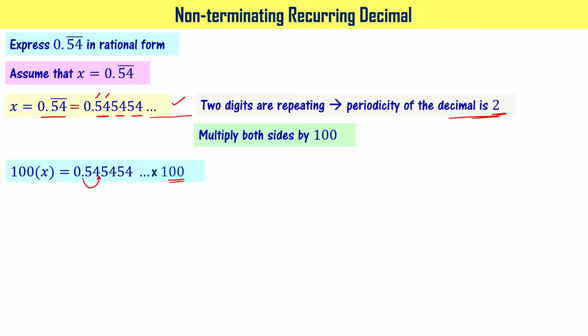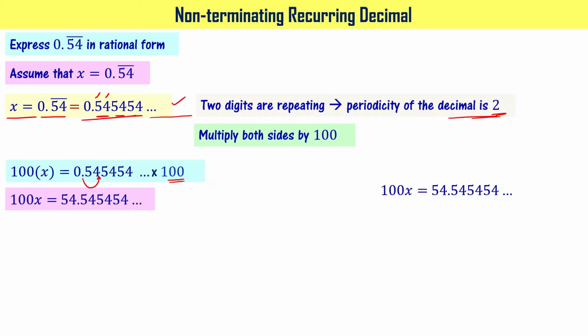Now I can say that 100x equals 54.54545454 and so on, right? Let's write that. x is given, x equals 0.545454 and so on. Let's write that below the given expression and let's subtract it.